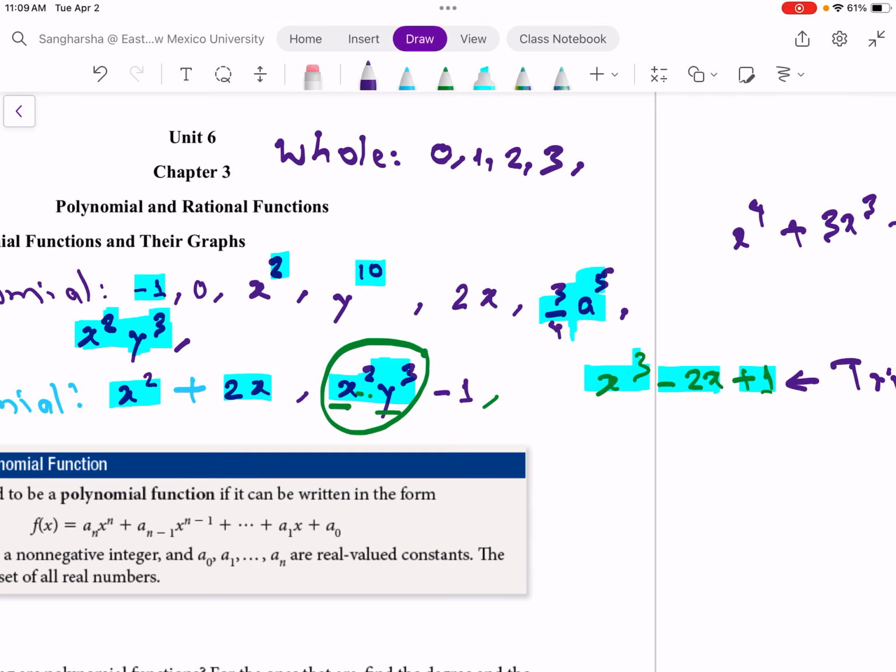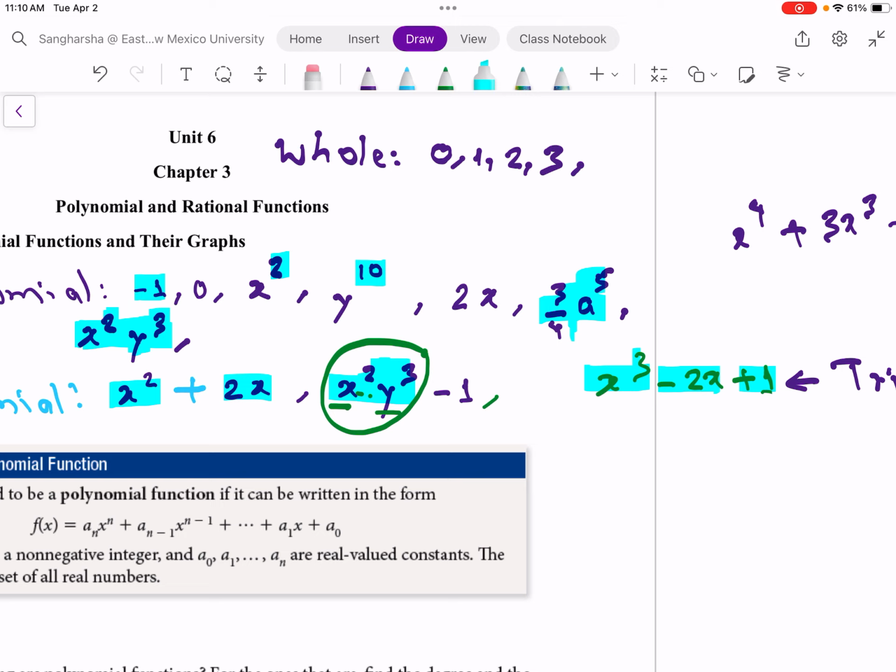Okay, and here the very key thing is that you must have an exponent that is a whole number. Okay, that's the very important thing. So if you have a mathematical expression with many terms, and every variable has a whole number as an exponent, they are polynomials. If the exponent is negative, a fraction or a decimal, they are not a polynomial function or polynomial expression.